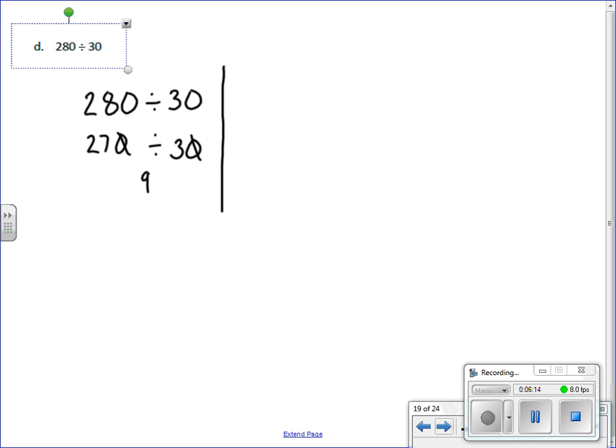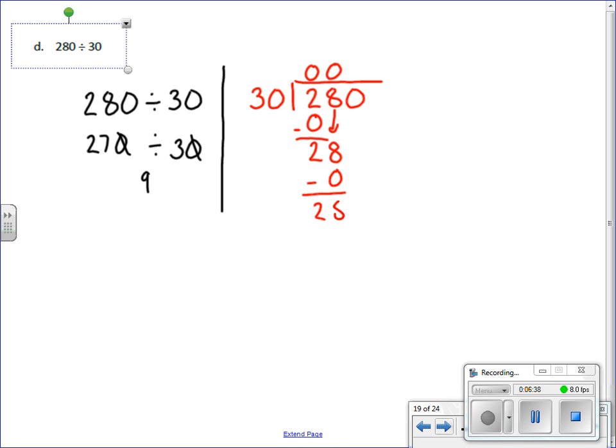Okay. Next one. So now we've got to do our actual. 30 on the outside, 280 on the inside. 30 goes into 2 0 times. Gives me a 0. Subtract leaves me with 2. Bring down the 8. 30, 28 still too small. 0, 0. Subtract. Now I've got 280.